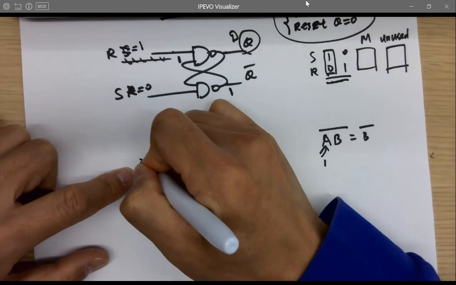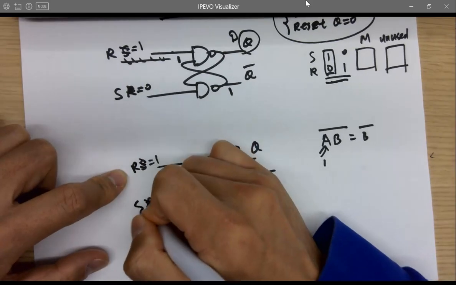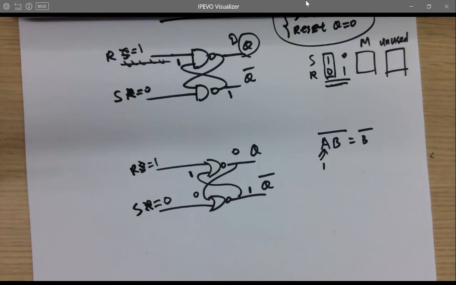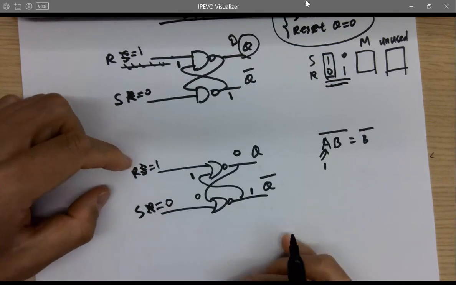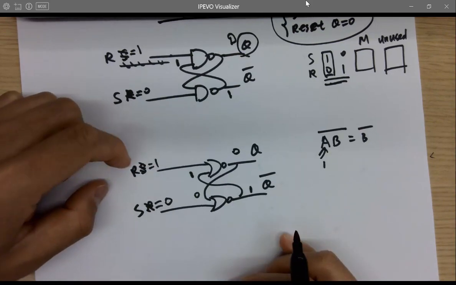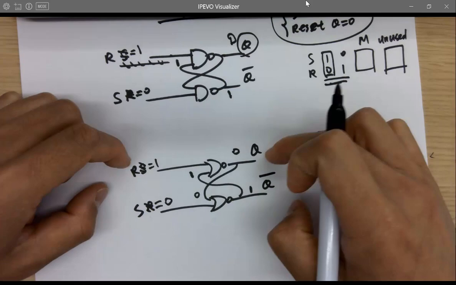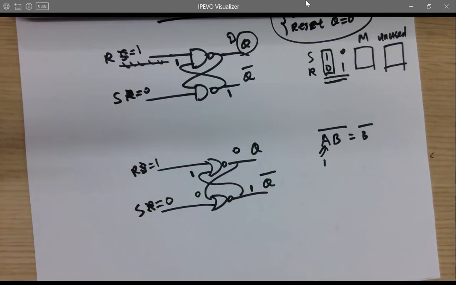Still R. So you don't have to swap it, right? Because when you turn on R, which means you give a 1 to R, you turn it down, and now you're resetting Q. It's exactly what we expected.